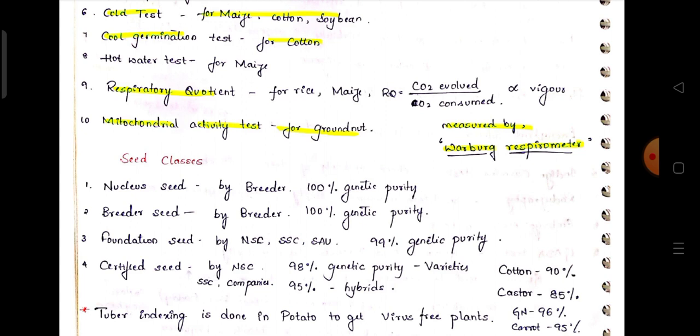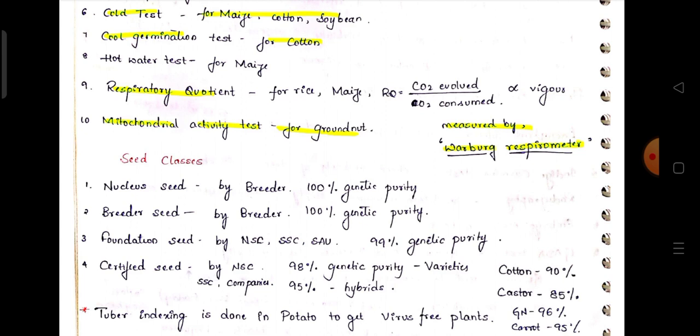Respiratory quotient for rice and maize. Here respiratory quotient is equal to carbon dioxide evolved divided by oxygen consumed, which is directly proportional to vigor. Last is mitochondrial activity test. This is for groundnut.